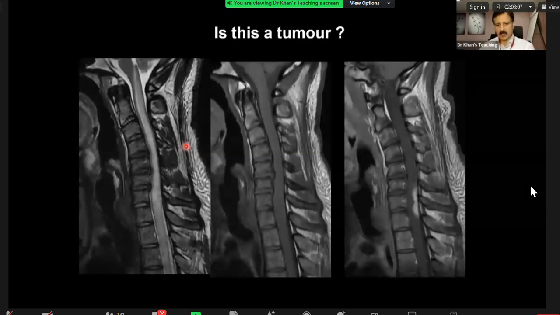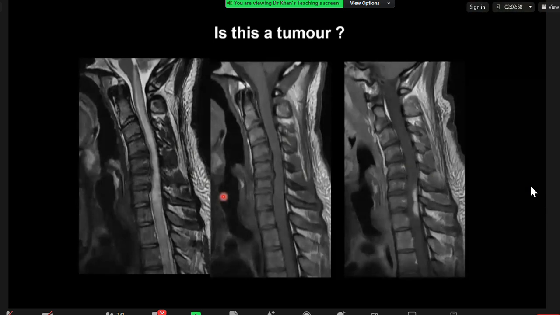So this is a post-contrast, this is a pre-contrast, this is a T2. There is on T1 no perceivable lesion, and it's difficult to discern it on T2 as well, but there is definite eccentric enhancement within the thoracic cord.